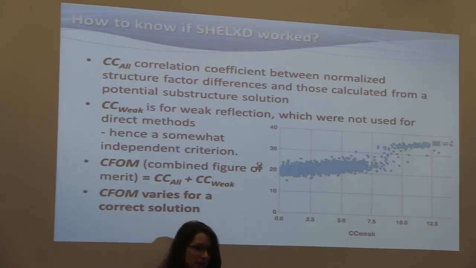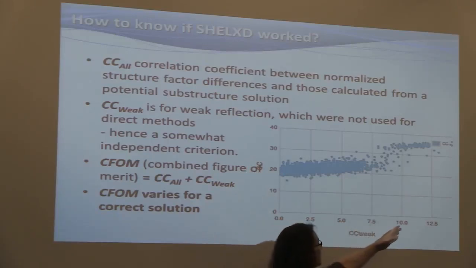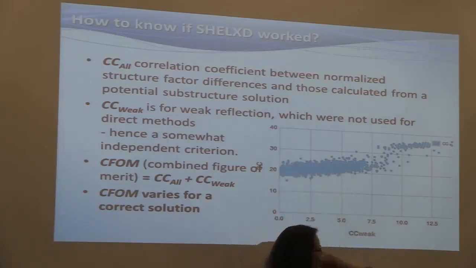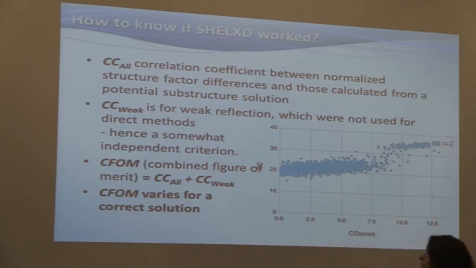Now, because both of them need to be large, we can just combine them by summing them up. CC all plus CC weak is something called CFOM, combined figure of merit, which anyone who has ever manually run SHELXD will have seen. And when we plot CC all against CC weak, we also often see a clustering. There's a clustering for low CC weak and CC all solutions, and there is a clustering for higher solutions. If you see this kind of clustering, very often that means this is a correct or partially correct solution.